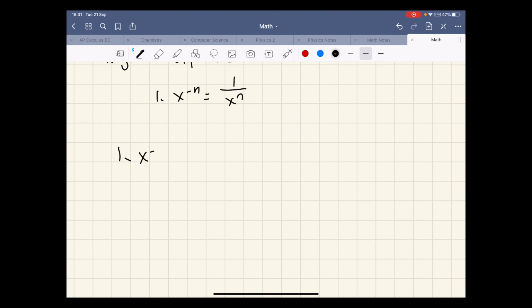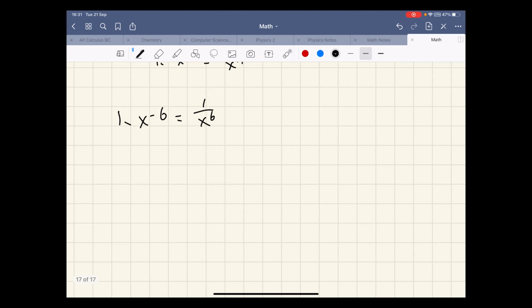So what is x to the power of negative 6? Well, as you can see, you would get 1 over x to the power of n, so you get 1 over x to the power of 6. Number 2, let's do this with integers. 3 to the power of negative 5. This you will get 1 over 3 to the power of positive 5.